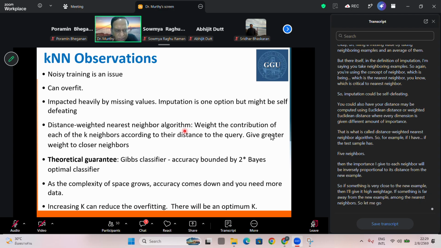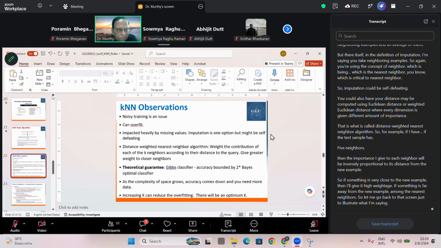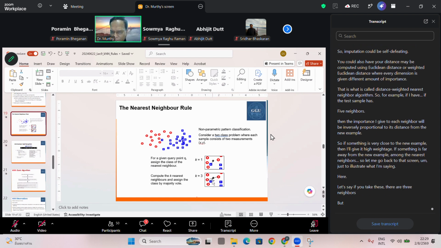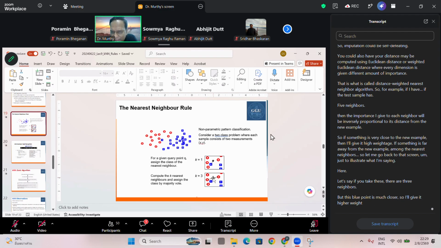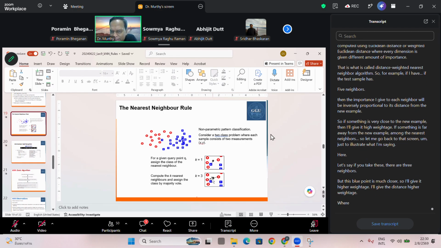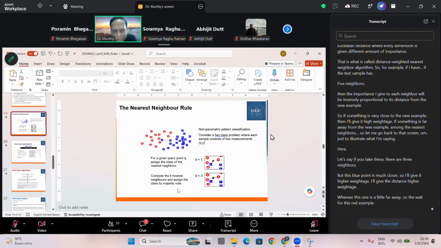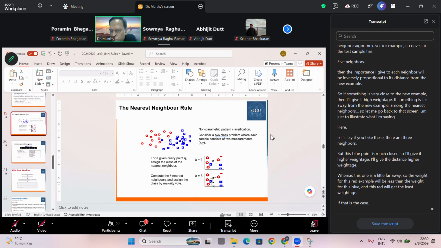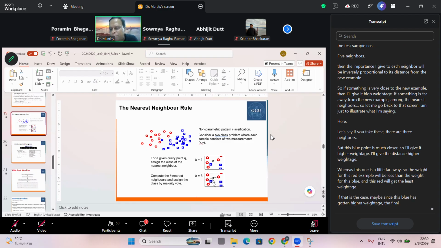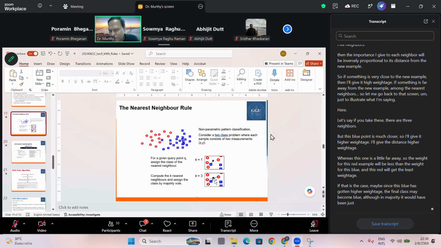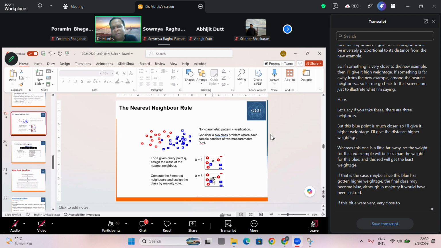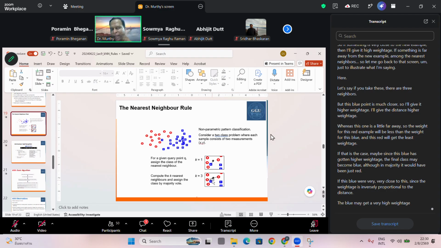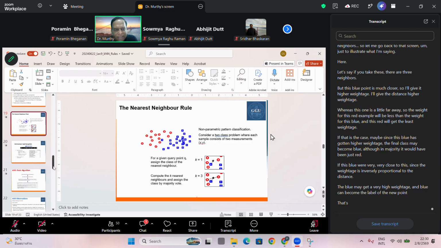Let me go back to that screen just to illustrate what I'm saying. Here, let's say there are 3 neighbors, but this blue point is much closer. So I'll give the distance higher weightage. Whereas this one is a little far away. So the weight for this red example will be less than the weight for this blue, and this red will get the least weightage. If that is the case, since this blue has gotten higher weightage, the final class may become blue, although in majority it would have been just red. If this blue were very, very close, since the weightage is inversely proportional to the distance, the blue may get a very high weightage and blue can become the label of the new point. That's what I mean by distance weighted nearest neighbor.